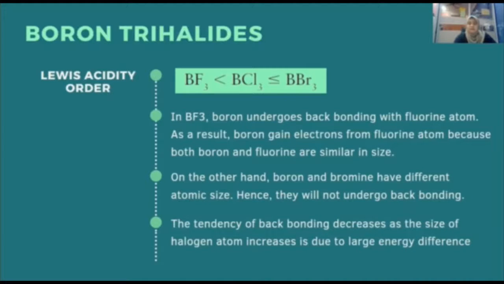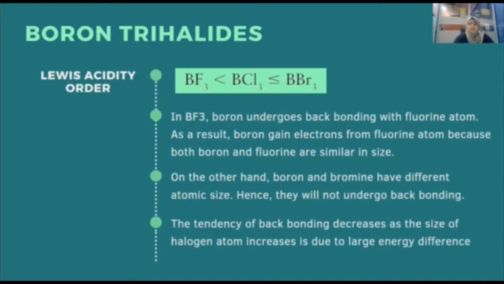Back bonding is a type of bond that occurs between atoms in a compound in which one atom has a lone pair of electrons, which is the fluorine atom, and the other has a vacant orbital, which is boron, since it has a vacant p orbital placed adjacent to each other. As a result, boron gains electrons from the fluorine atom because both boron and fluorine are similar in size. So boron trifluoride can undergo back bonding with the fluorine atom.